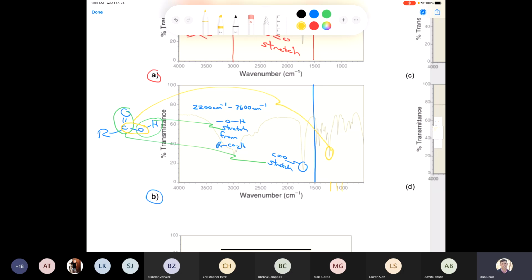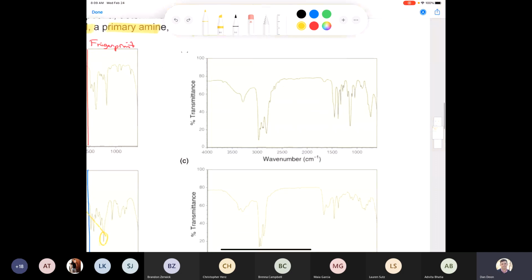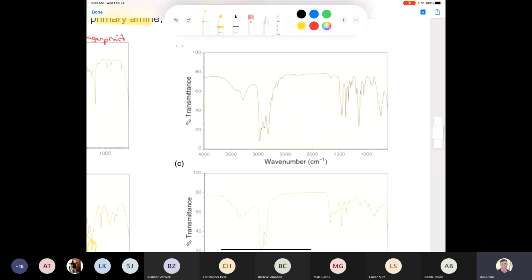Give me a thumbs up if that clears up a little bit about functional groups and how we see the absorbances in the infrared spectrum. You can not only say, okay, I have the broad stretch from a carboxylic acid, but I also have the carbonyl, and I have the single carbon-oxygen bond. Well, that's just great. Excellent. Let's move on to C, and let's see what we can see in C.